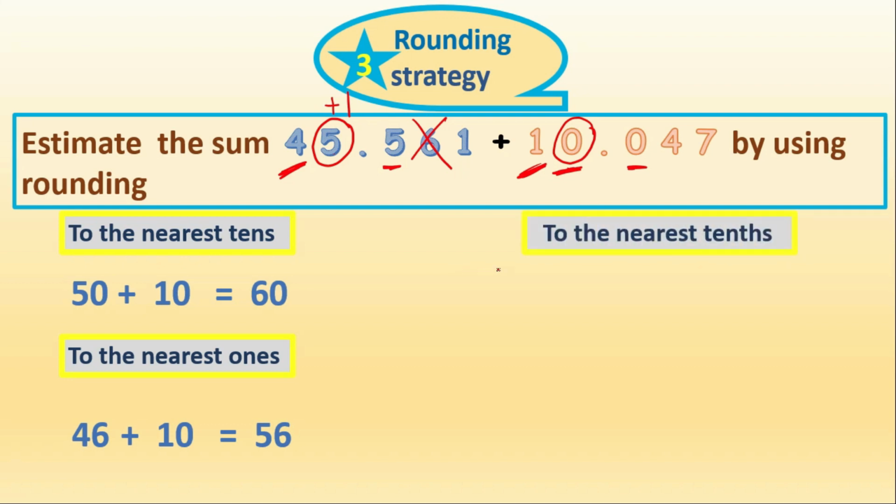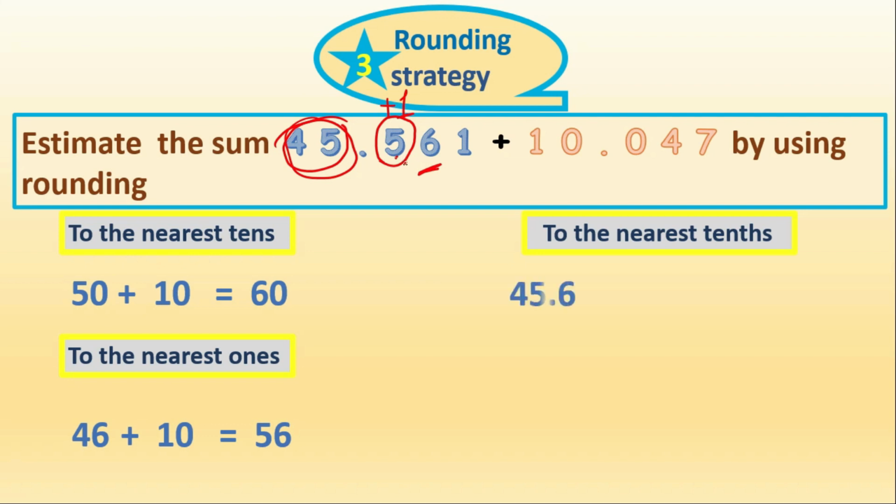The next place value: to the nearest tenth. Which is the tenth? The tenth is 5, the first number after the decimal point. Look at the next digit, 6. Ask yourself, group 1 or group 2? Group 2, so it will add 1. Then 5 changes to 6, 5 plus 1 equals 6. And the whole part stays the same. So the number will be 45 and 6/10.